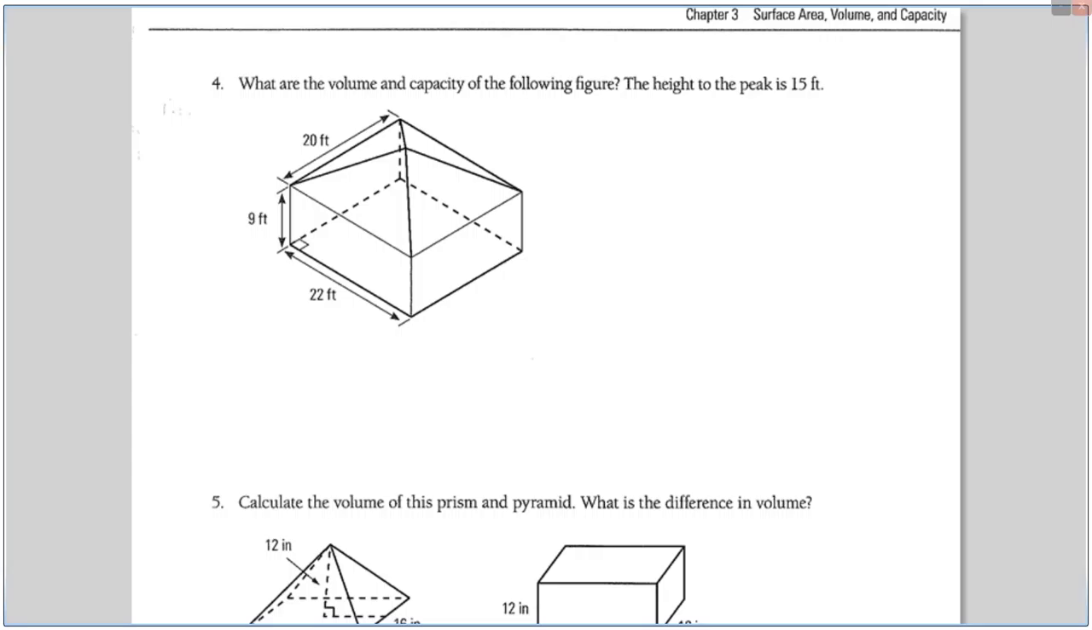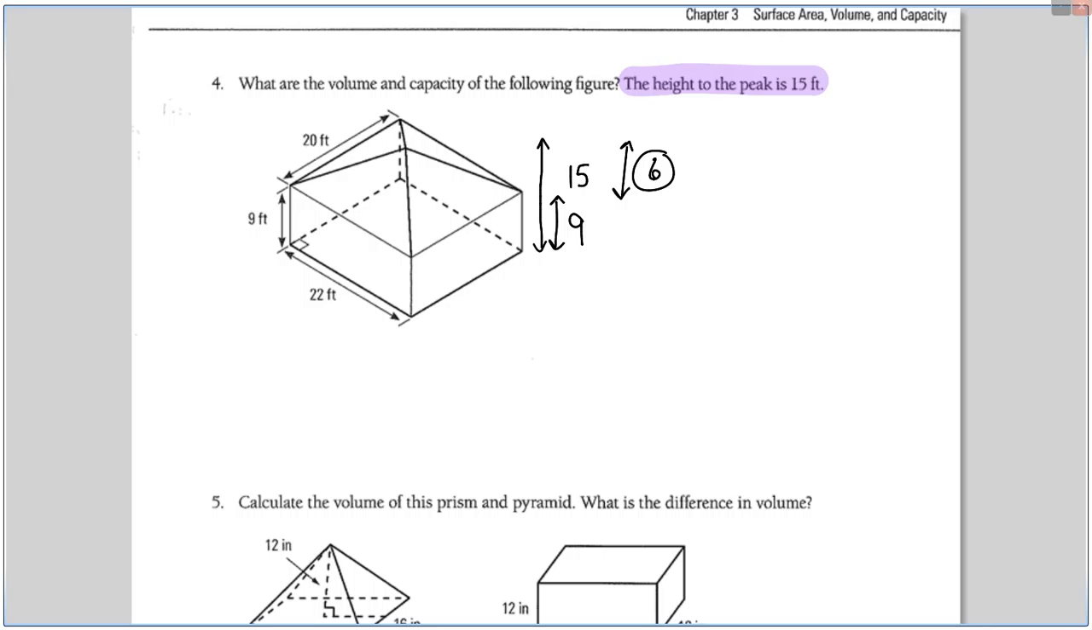So this pyramid sits flush on the rectangular prism. So the length and the width have to be the same. Okay? And what does this mean? The height to the peak is 15. What is that? Is that from the bottom to the top? I think it's from the bottom to the top. And 9, from there to there is 9. So what's the height of the pyramid? 6. Because 9 and 6 will make 15, right?